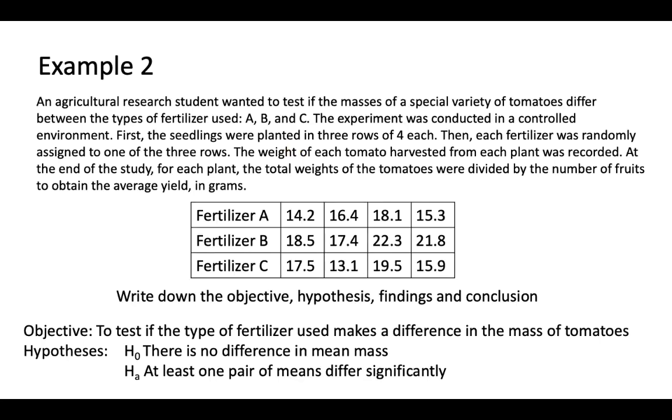Let's move on to example number 2. An agricultural research student wanted to test if masses of a special variety of tomatoes differ between the types of fertilizer used. So this student has three different types of fertilizers, and he wanted to test each fertilizer and how it influenced the tomatoes. Okay, the experiment was conducted in a controlled environment. First, the seedlings were planted in 3 rows of 4 each, and then each fertilizer was randomly assigned to the 3 rows. The weight of each tomato harvested from each plant was recorded.